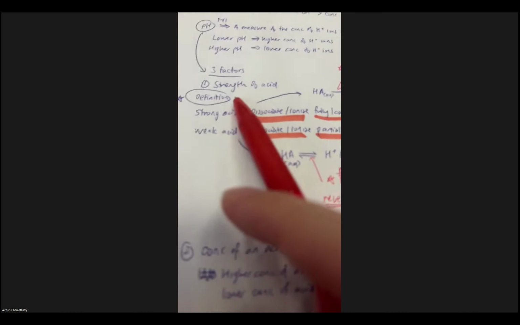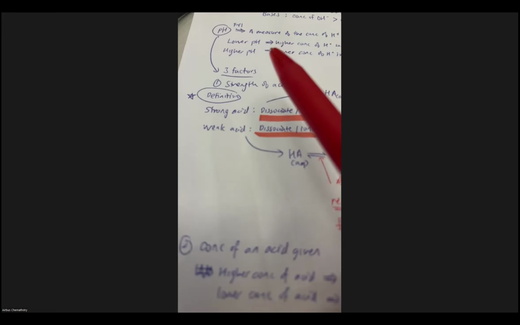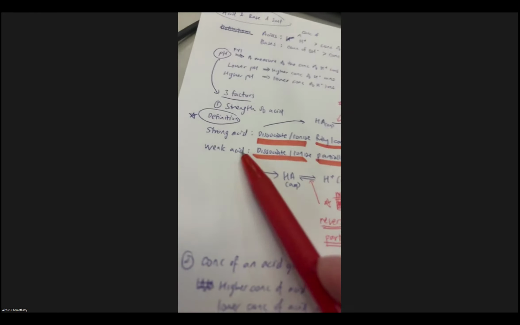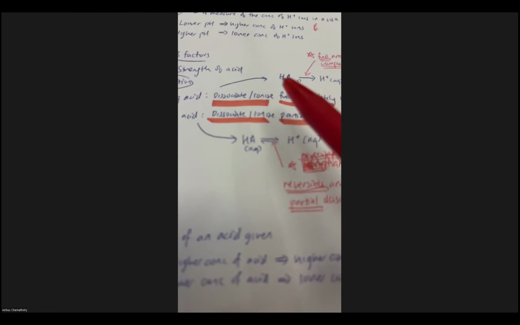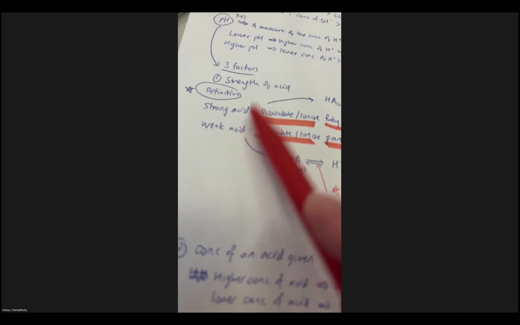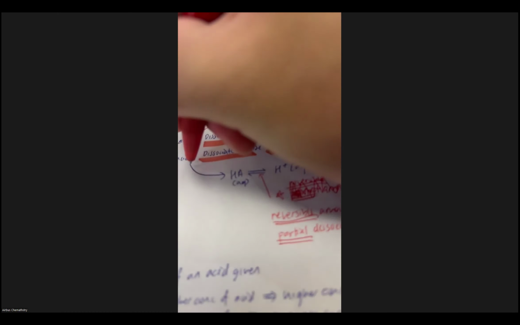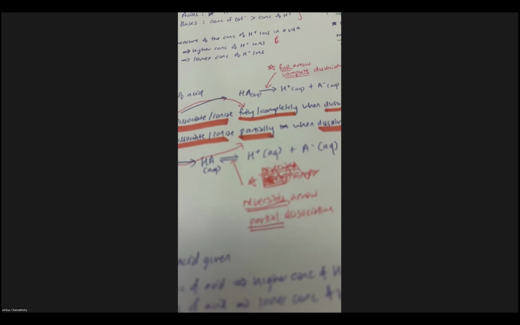So there are three factors that affect the pH. Firstly, the strength of an acid, and this is when your definition comes about. For a strong acid and a weak acid, when discussing the strength, you have to take note of the keywords: dissociate or ionize. This is the feature of the strong acid: fully or completely. This is the feature of the weak acid: it only dissociates partially, or ionizes partially.